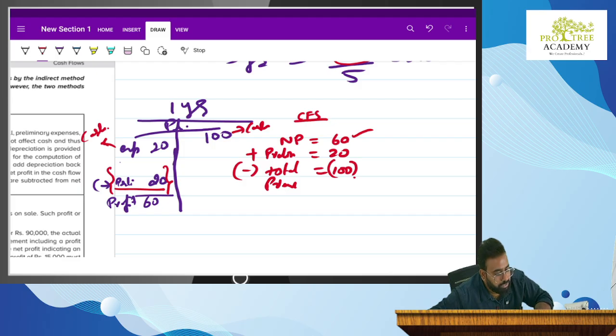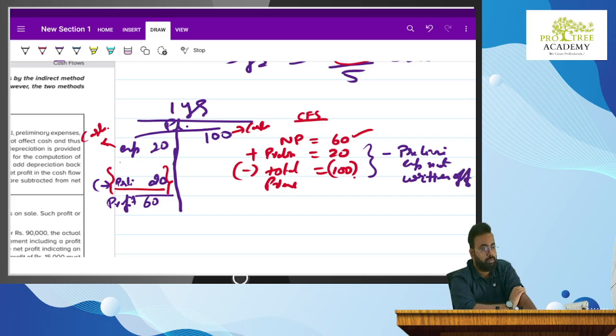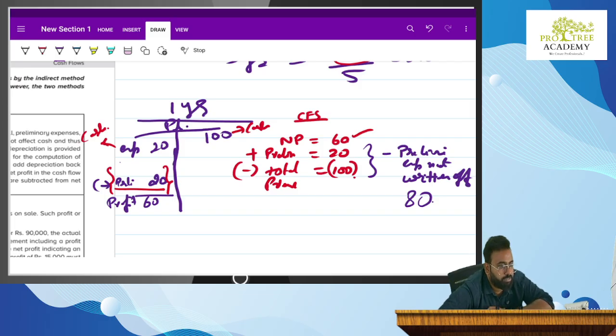In other words, you could have done it like this also. Instead of these two, you could have straight away done minus preliminary expenses not written off to P&L. Preliminary expenses not written off to P&L is how much, sir? Out of 100, 20 we have written off. The remaining is 80, so the net effect is also 80, no? 20, 100.